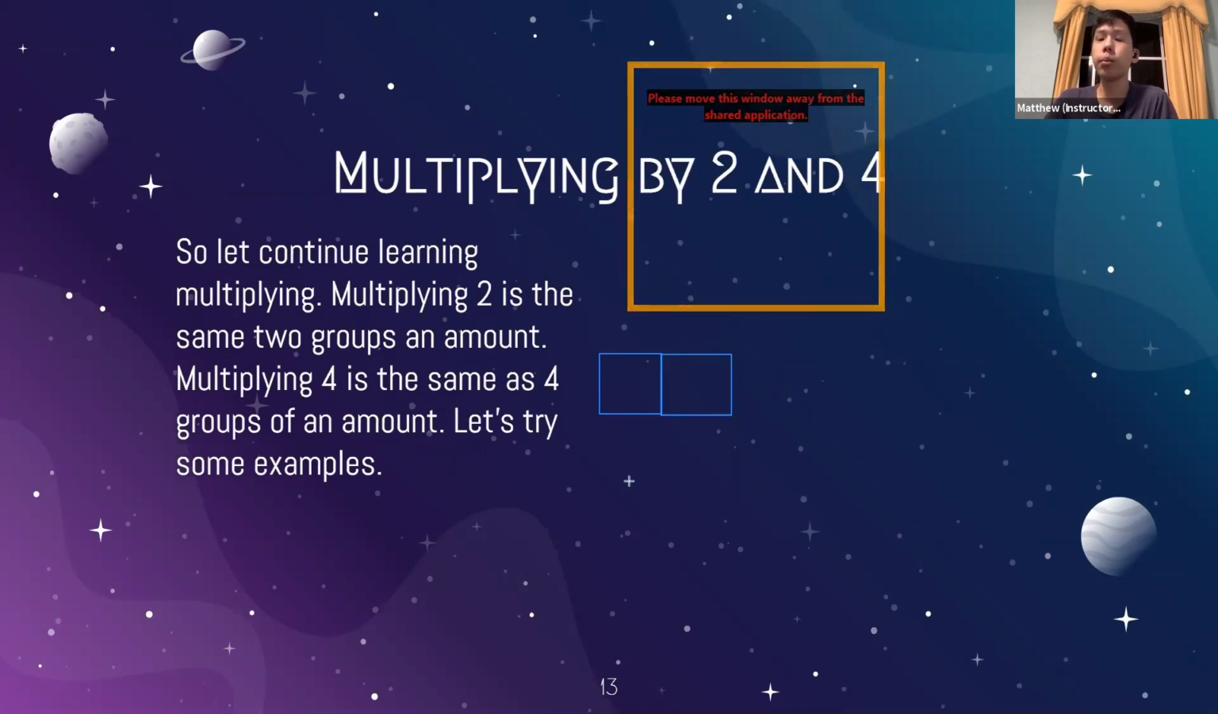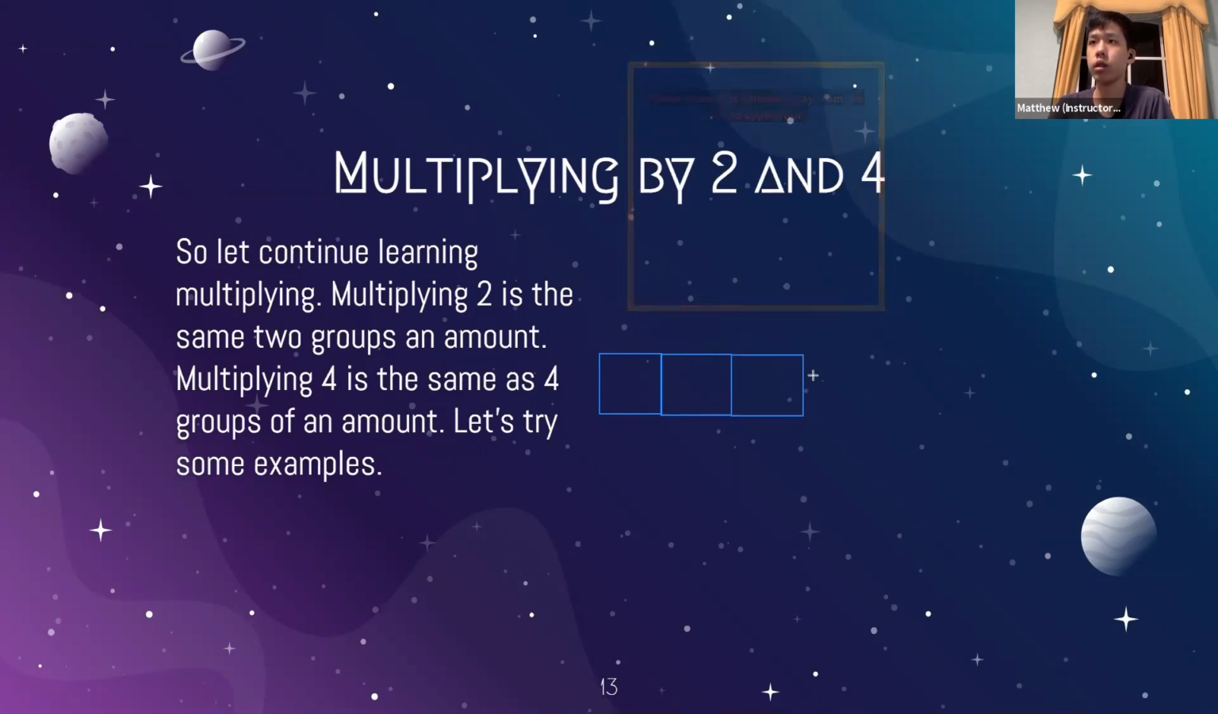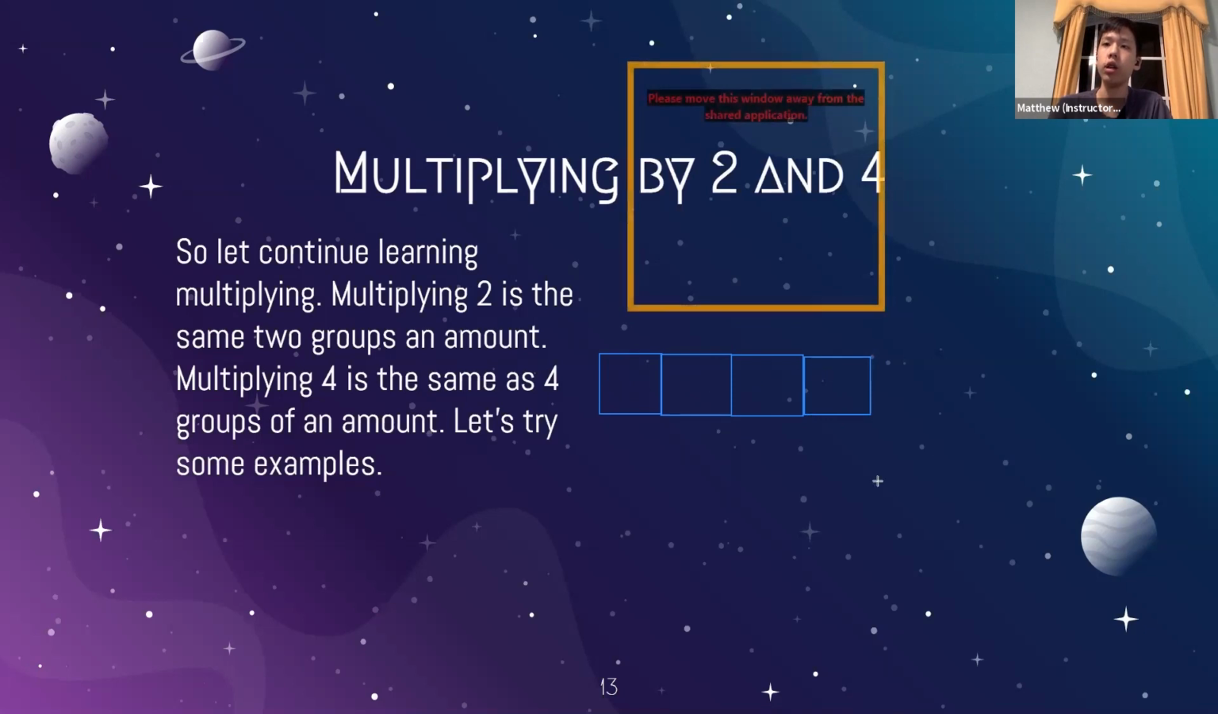Multiplying by 4 is the same concept. It's just 4 groups of an amount. So let's say there were 6 cookies in a box. So 6, 12, 18, 24. Then there would be 24 cookies in total.